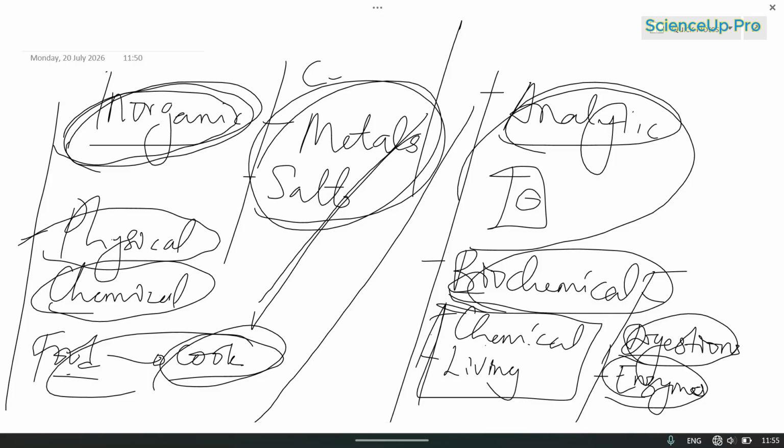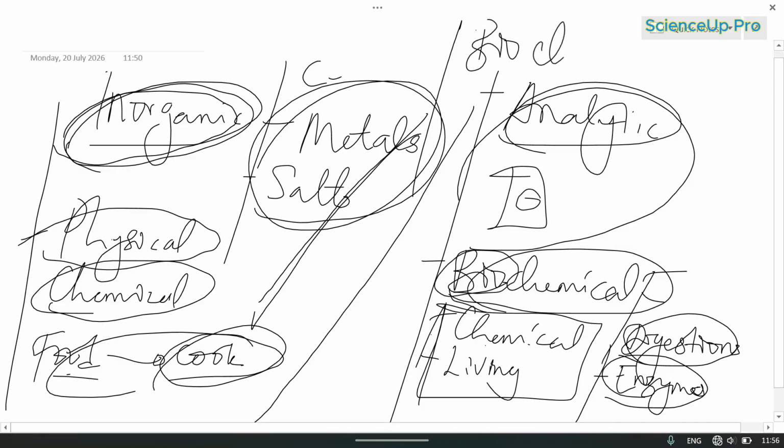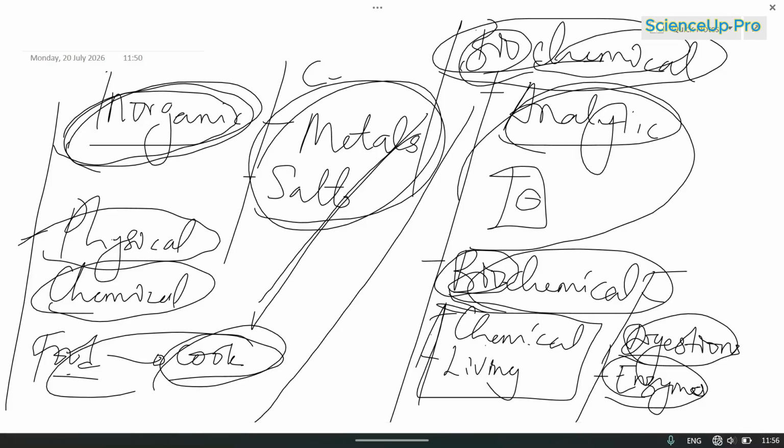You can see that two words are linked together, bio and chemistry. This is a combination of two science subjects together, biology and chemistry. What is bio? Bio is life, right? Living, life. Chemistry is the study of matter, the substances, and how they react. So these two things are related. That is biochemistry. These are the 5 branches of chemistry which you have to know about.